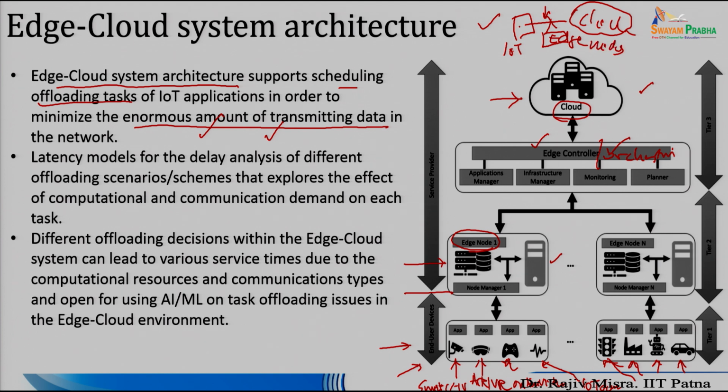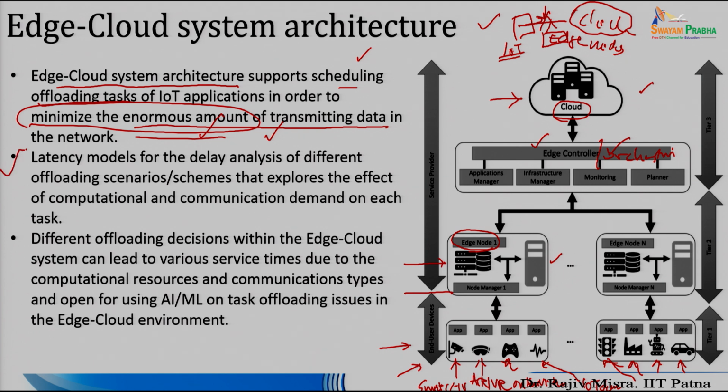These edge nodes are very close to the devices which are generating the data, the IoT devices, very close by. So, obviously, this way it will minimize the enormous amount of data appearing in the network. So, the data will not appear in the network, rather it will be processed by the edge, which is very close to these particular devices. So, this edge cloud system architecture supports scheduling the offloading task of IoT applications, and this is there to minimize the enormous amount of data to be transmitted in the network.